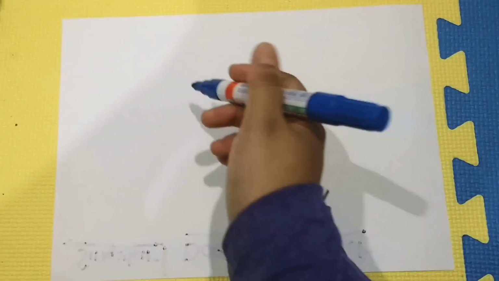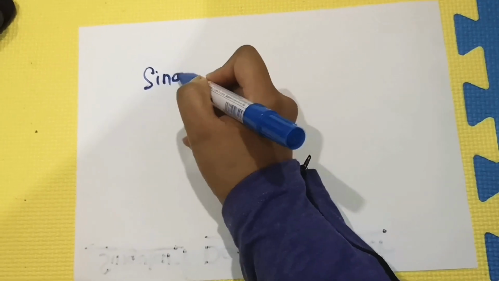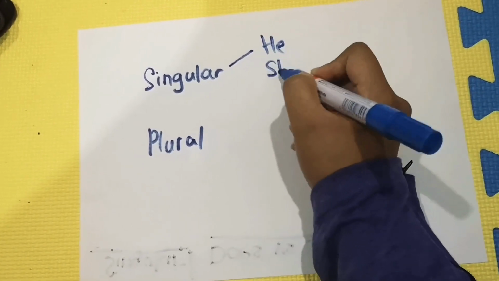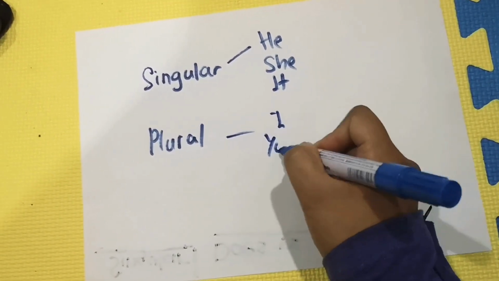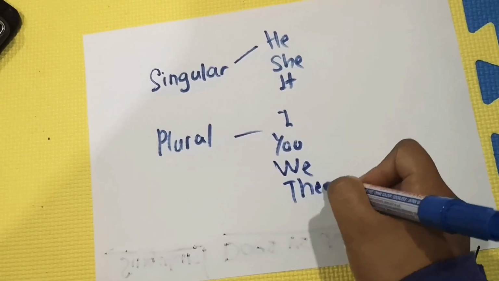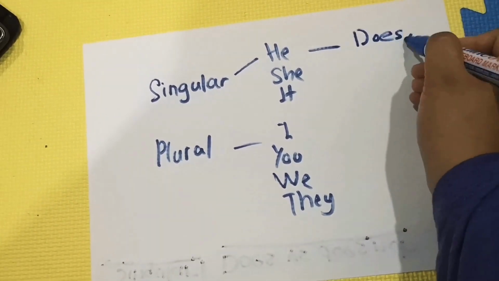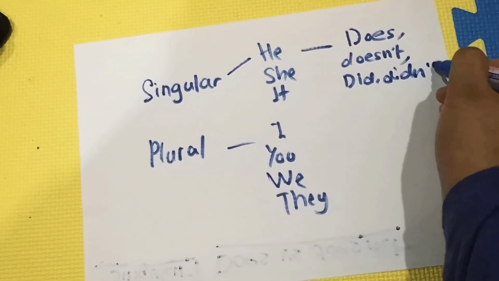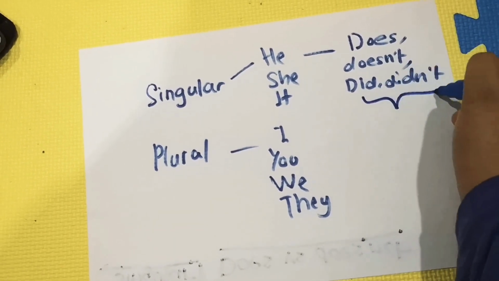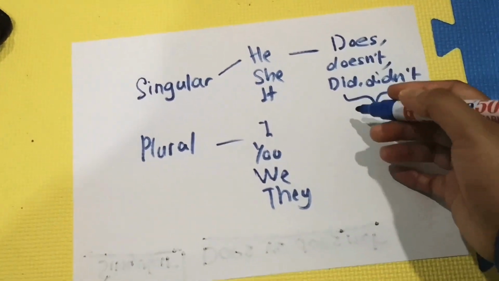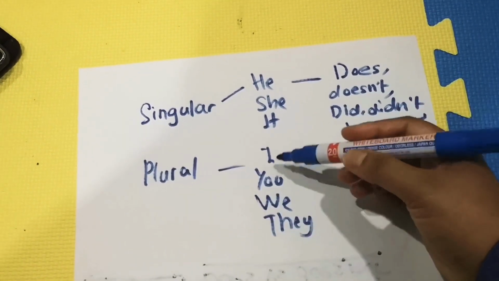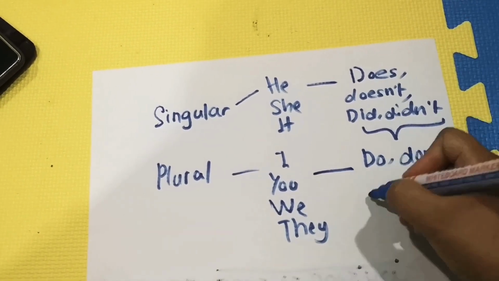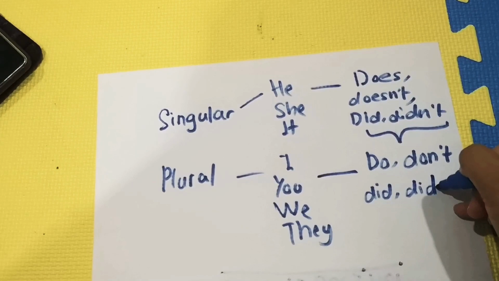So back to our basic rule for singular and plural group. So he, she, it, and I, you, we, and they. We will use does, doesn't, did, and didn't. These two are permanent and can be used for plural too, because past tense does not have singular or plural. Okay, so for plural group we will use do, don't, did, and also didn't.